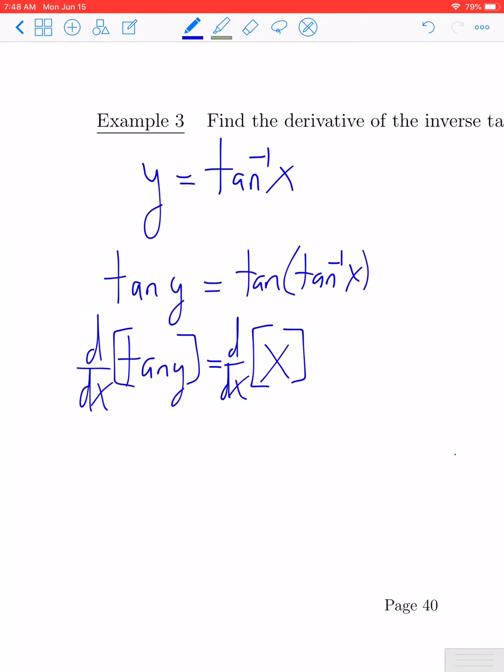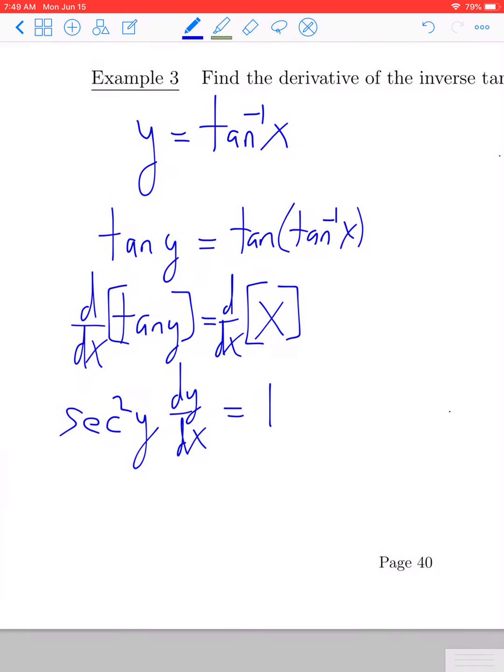The derivative of tangent is secant squared, leave the inside function alone, y, and now from the chain rule, we need to multiply by the derivative of the inside function. That's our implicit differentiation. That's going to be dy dx, or you can call it y prime. Doesn't matter. I'm feeling dy dx this morning, so let's do dy dx. This will be equal to, the derivative of the right hand side is going to be equal to 1.